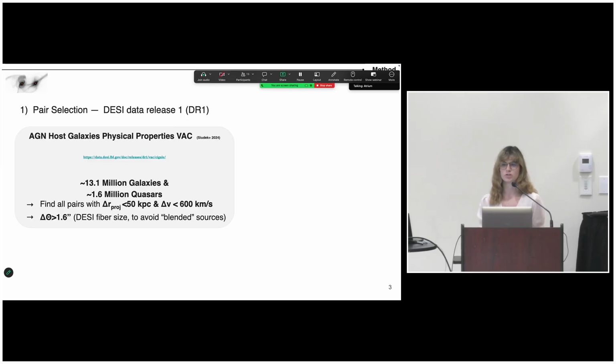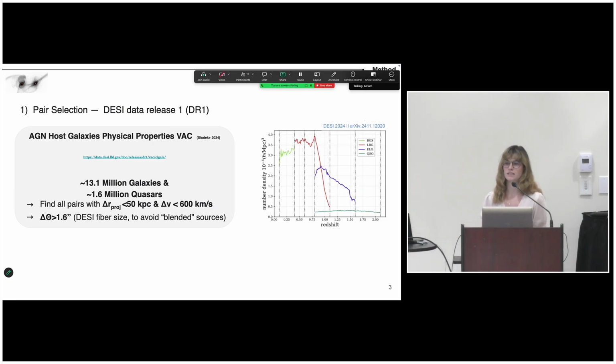However, we also have limitations from the survey. Because of the DESI fiber size, to avoid blended sources we limit our minimum cut to be 1.6 arcseconds. A big advantage of DESI is also its multi-tracer strategy. That means that it at the same time traces different types of galaxies. Starting at low redshift, we see the bright galaxy survey, and then at intermediate redshifts we have luminous red galaxies and emission line galaxies, and then at high redshift, we have quasars. So this allows us to have a full census across redshift, which is very important.